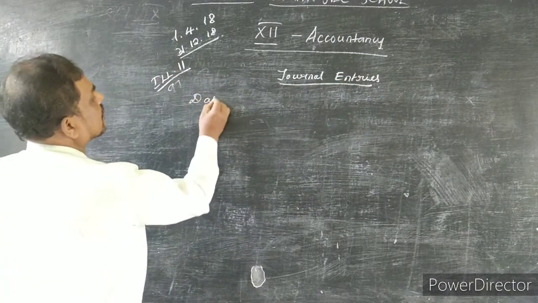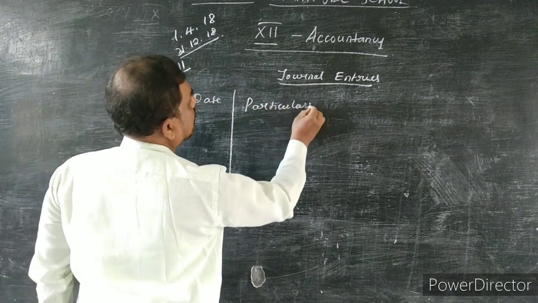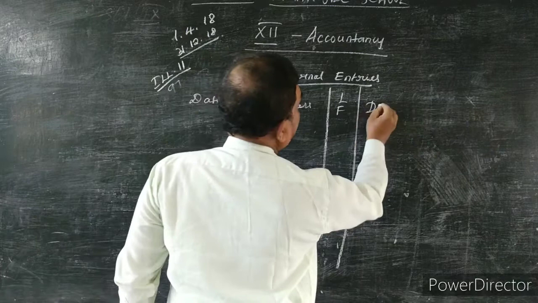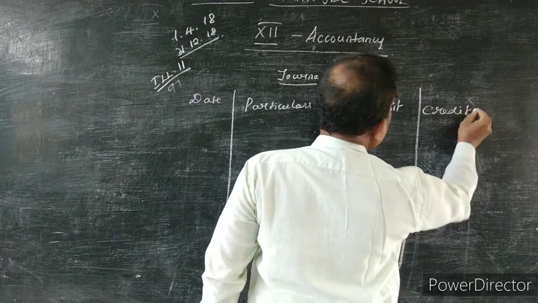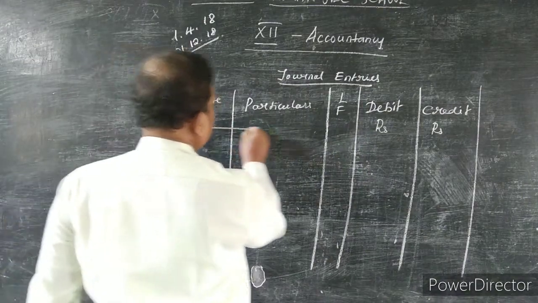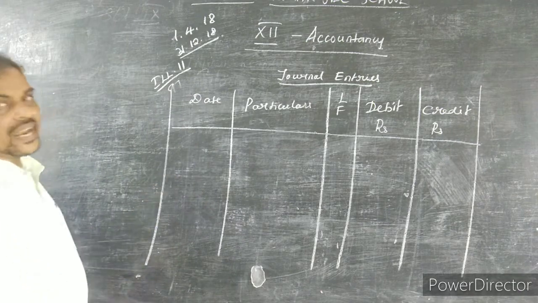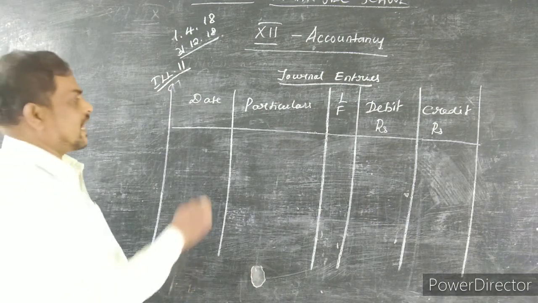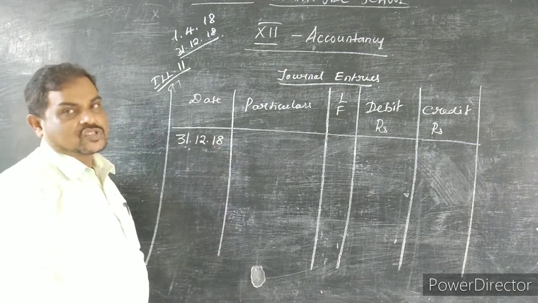Here date, particulars, LF, debit, credit, rupees. Okay. What is the date? The closing date is 31st December 2018. Put 31st December 2018. On that date only we have calculated the interest on drawings.